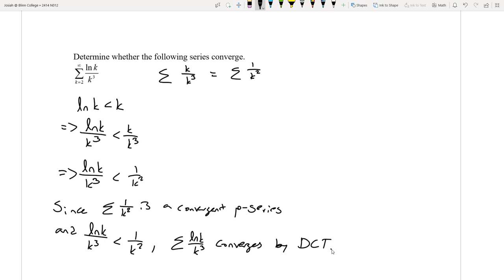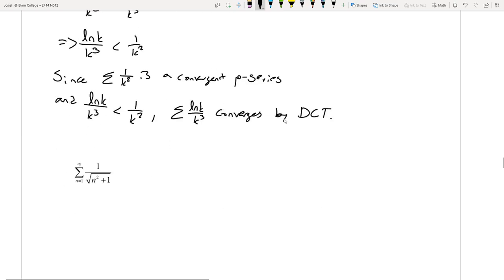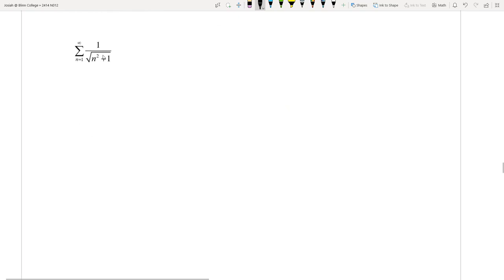So another use for this is when we have natural logs that we would rather replace with k's. That's going to be a pretty consistent use case for us. So let's go ahead and look at the next one here. We can see, again, just having that 1 gone would be very nice for us. We'd have square root of n squared, and we know that we would end up with the harmonic series.